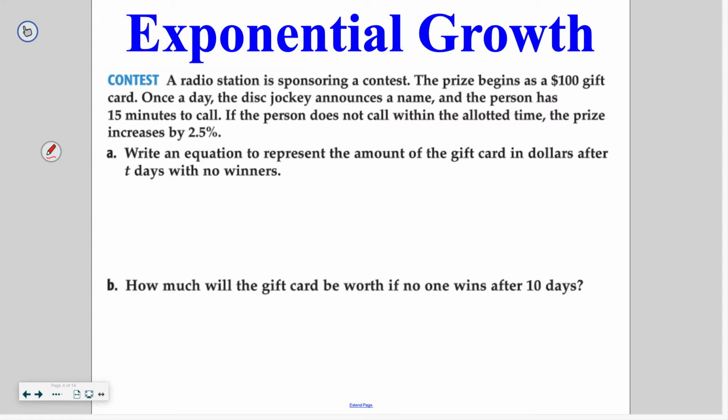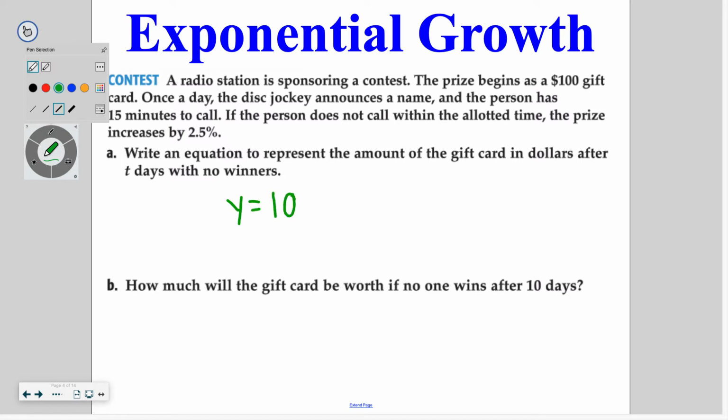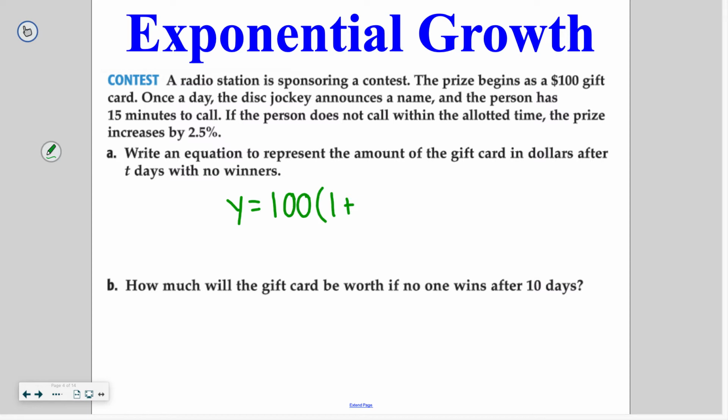So the first thing we're going to do here is write out the expression. We're going to say y equals my starting amount, which is 100, times 1 plus that increase percentage, which is 2.5, but we want to turn that into a decimal, so we have 0.025. And then our time right now is T. It doesn't tell us how much time has passed.